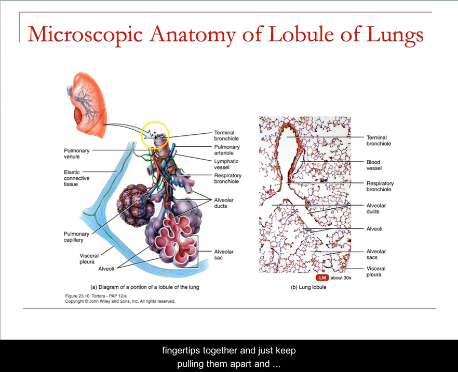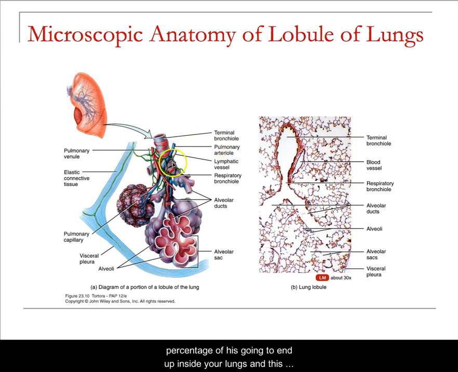But how does it all move? You surround it with elastic connective tissue. So as this is stretched, these guys get stretched. And you can imagine, just put the ends of your fingertips together and just keep pulling them apart and pushing them together as if they are in one big elastic band.